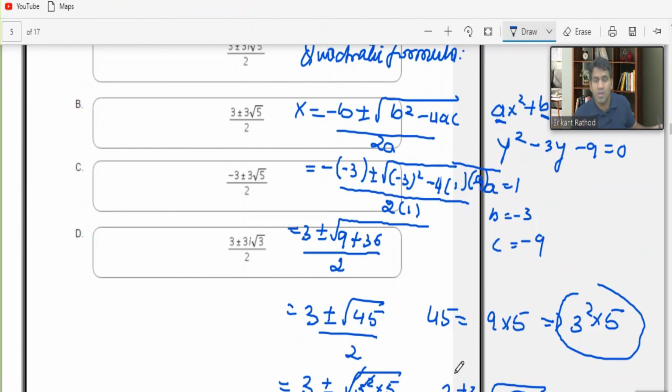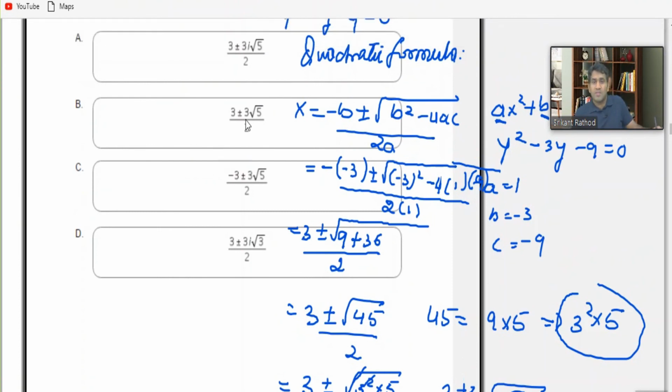Which one is the answer? 3 plus or minus 3 root 5 divided by 2. That says your answer is B.